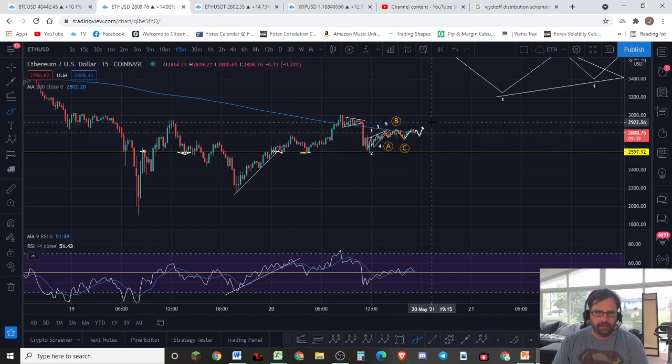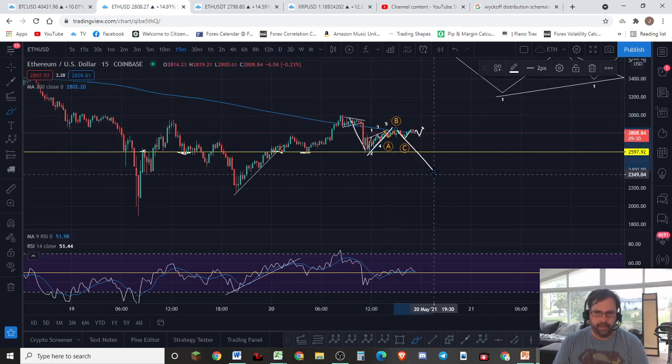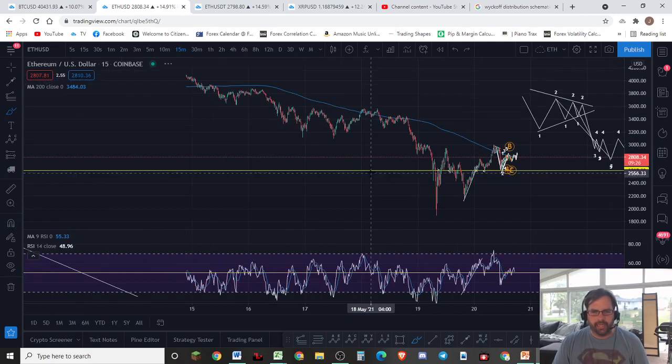Is this going to continue to the upside, or is this going to fall over and come back down to the downside? Another possibility is that we got 1 and 2, and then we're going to get 3 down before we go up again. But again, looking for some shenanigans.